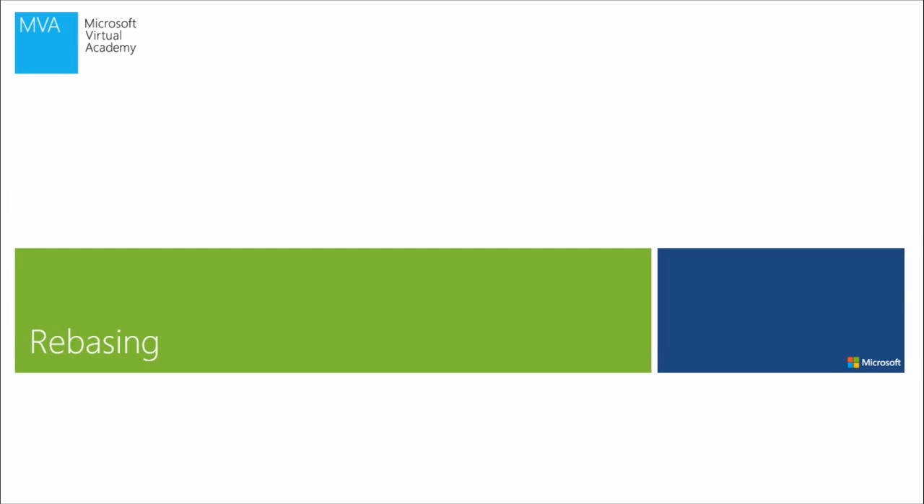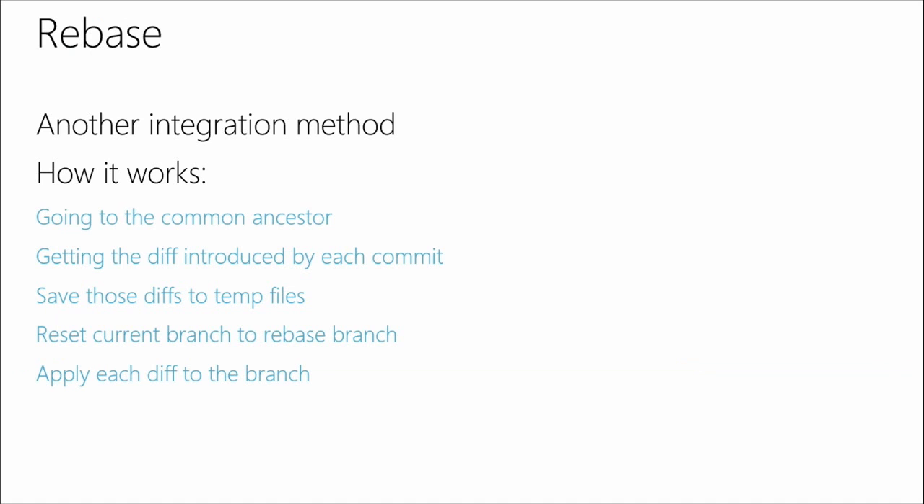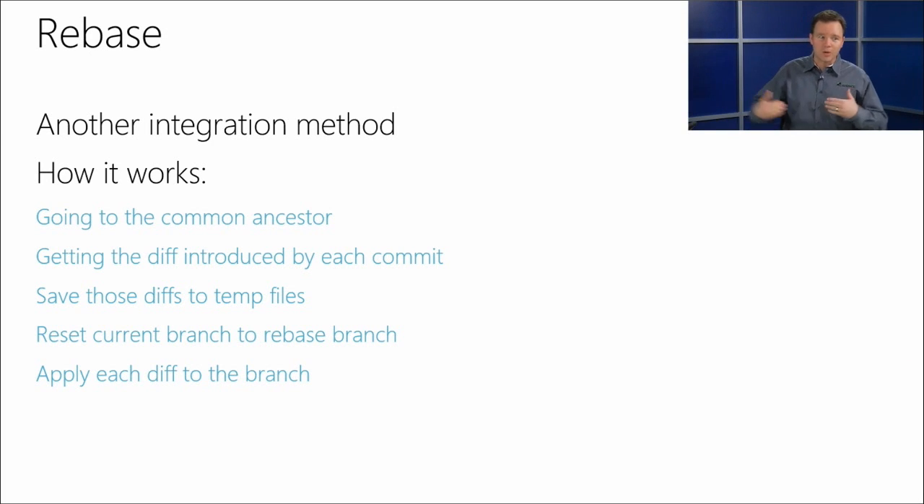We're at Git Fundamentals Part C, and we're going to move right on to rebasing. This isn't a drug term, nothing like that. This is just simply a way that we can rewrite history. So rebasing. It's another way to integrate branches. We're going to go to a common ancestor, get the diffs all the way across, and save those to temporary files and get them all integrated.